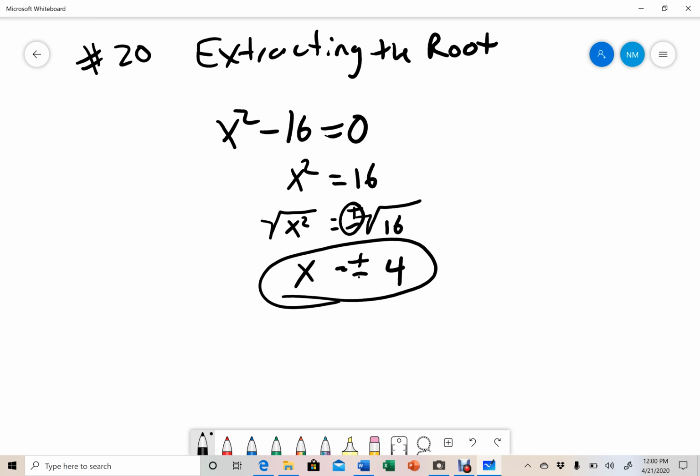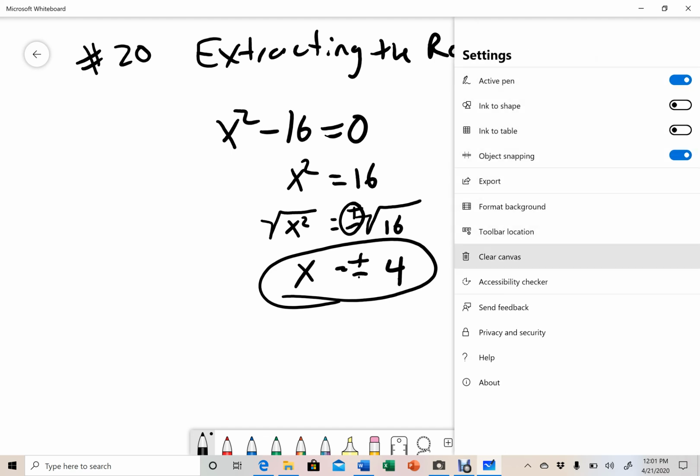So number 20 is pretty simple, just extracting the root, and you want to isolate your x squared and then isolate your whole number on the other side, and then you're just extracting root by square rooting them, okay? And then that's your answer. So that's for number 20.